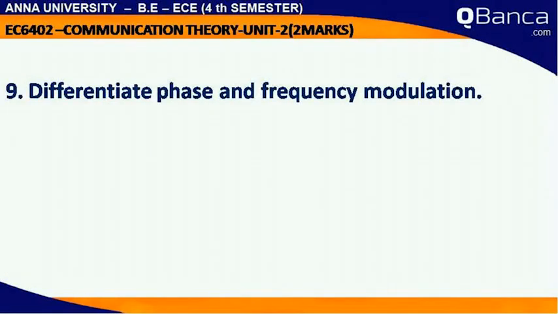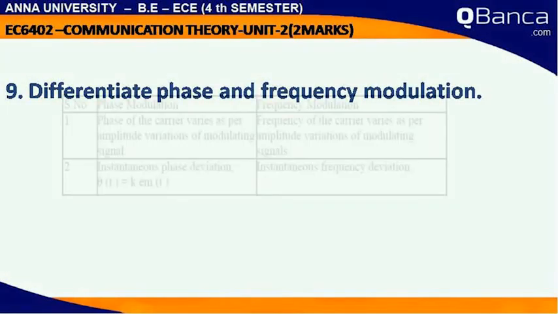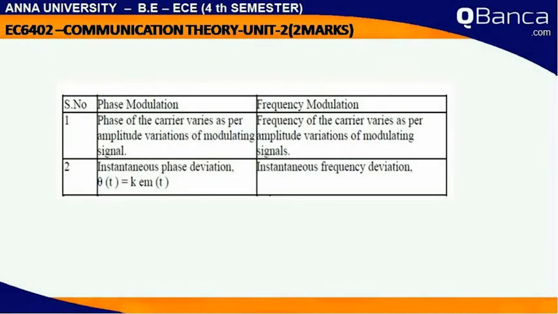Differentiate phase and frequency modulation. Phase modulation: the phase of the carrier varies as per the amplitude variation of the modulating signal. Frequency modulation: the frequency of the carrier varies as per the amplitude variation of the modulating signal. Phase modulation: instantaneous phase deviation θ(t) is equal to k_p m(t). Frequency modulation: instantaneous frequency deviation.